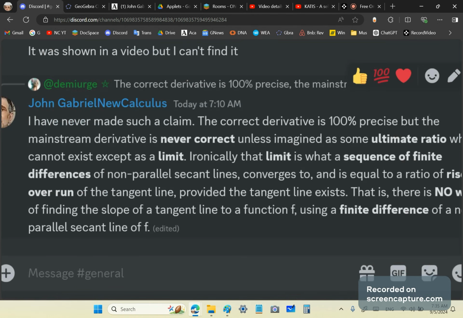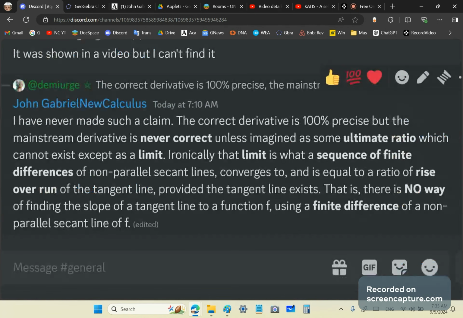Okay, let's blow this up. The mainstream derivative is never correct unless imagined as some ultimate ratio which cannot exist except as a limit. And ironically, that limit is what the sequence of finite differences of non-parallel secant lines of the function f converges to, and is equal to a ratio of rise over run of the tangent line, provided that tangent line exists. So that is, there is no way. Did you get this? There is no way of finding the slope of a tangent line to a function f using a finite difference of a non-parallel secant line of f.